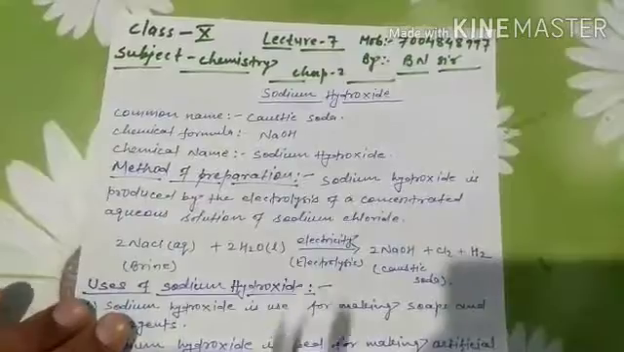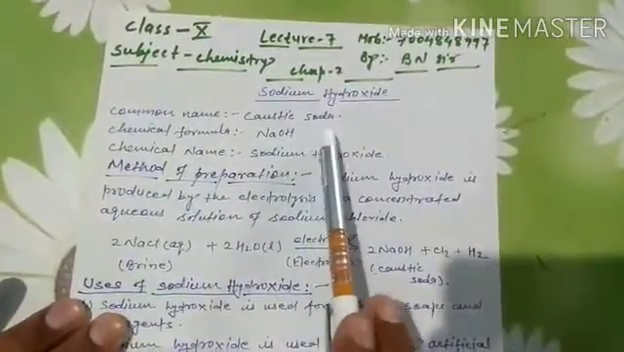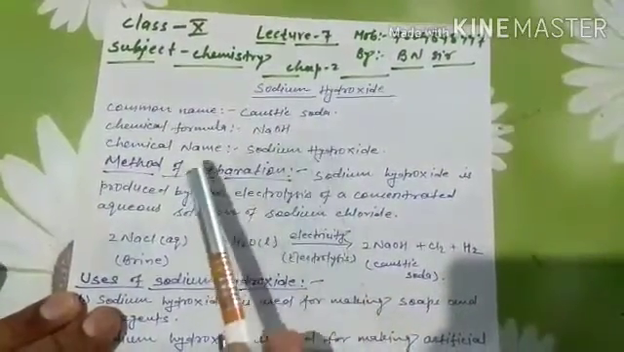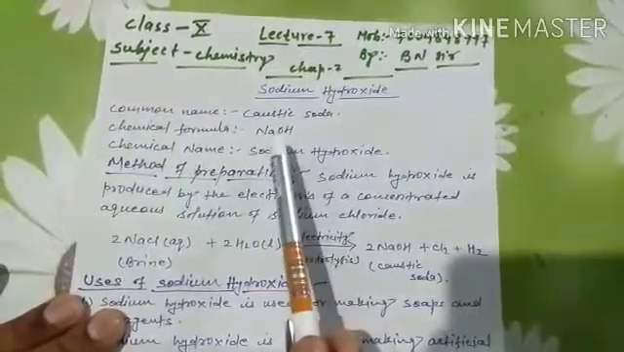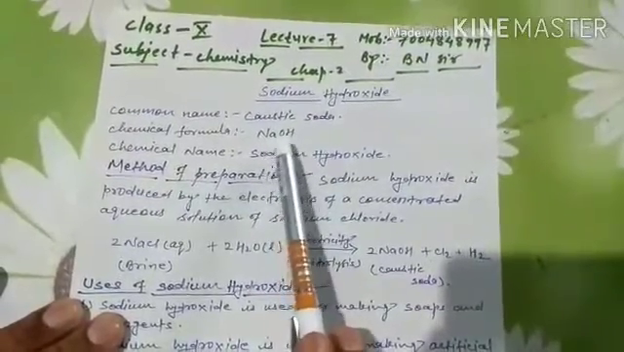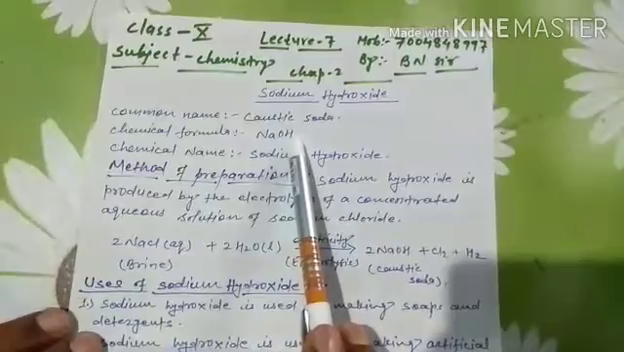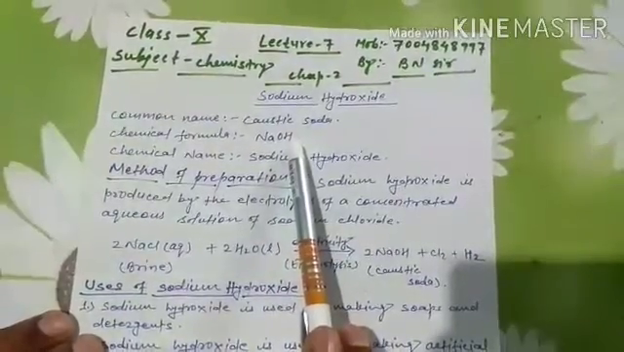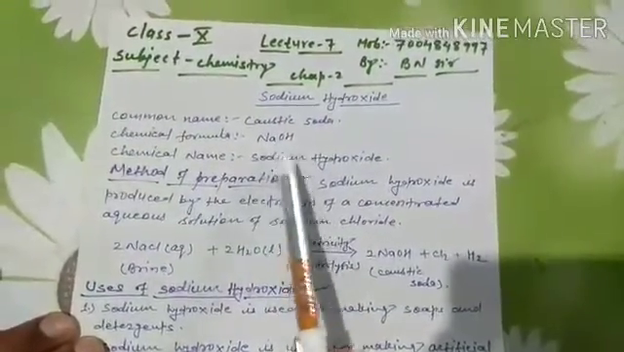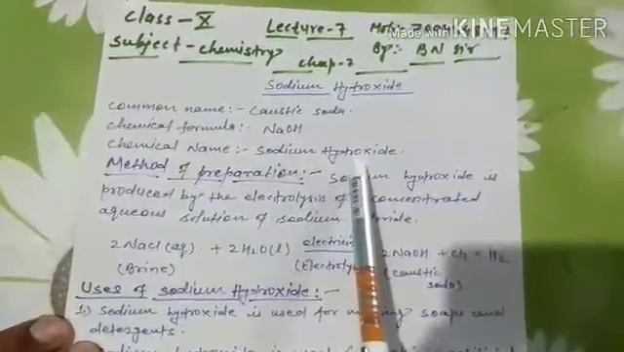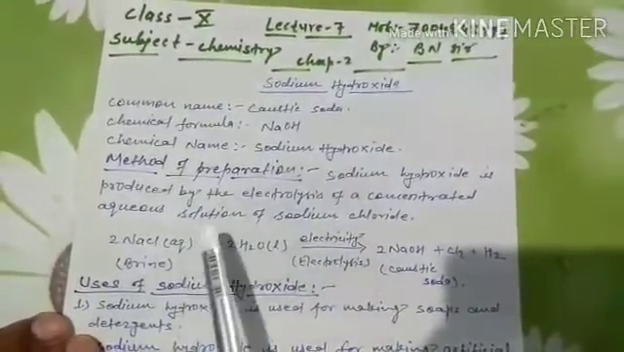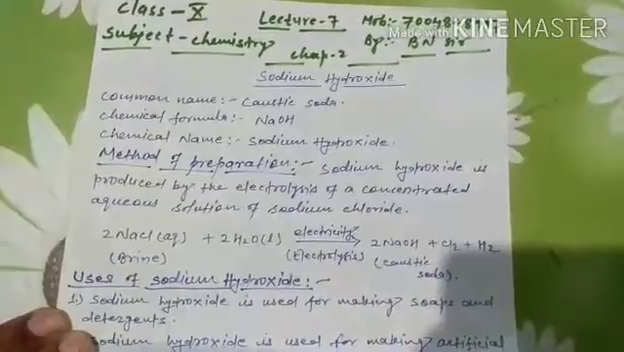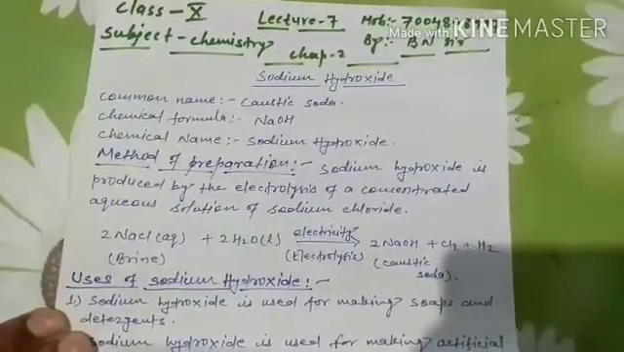Common name of sodium hydroxide is caustic soda, and chemical formula of sodium hydroxide is NaOH, and chemical name of NaOH is sodium hydroxide. Now preparation of sodium hydroxide.